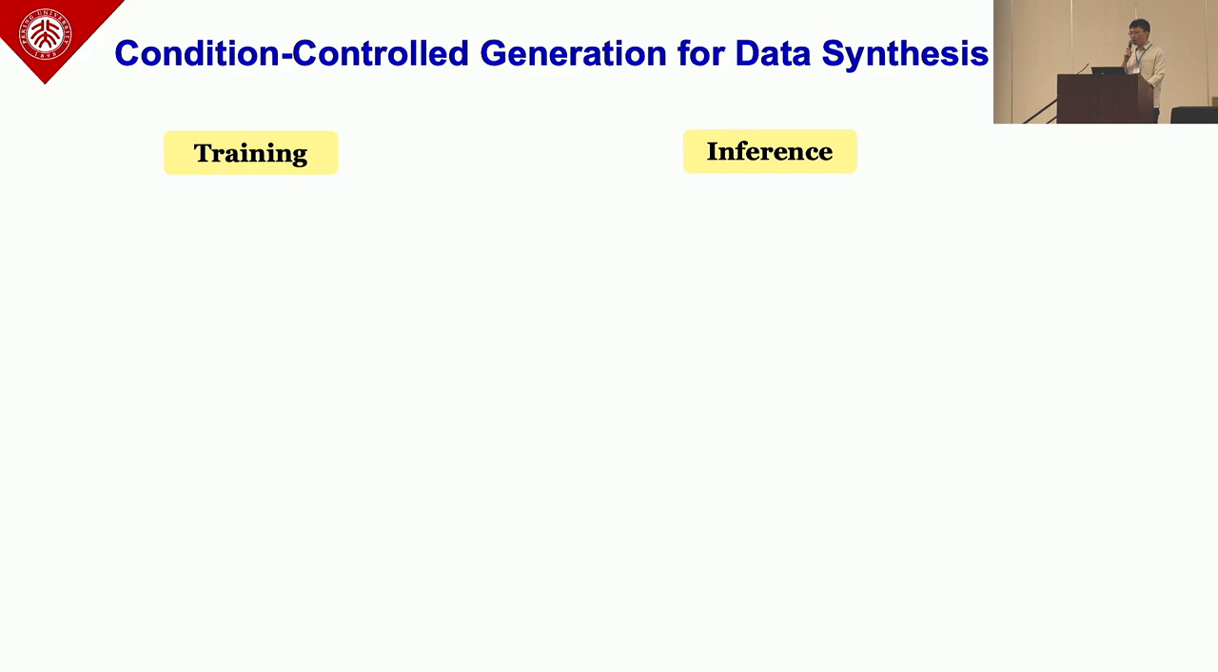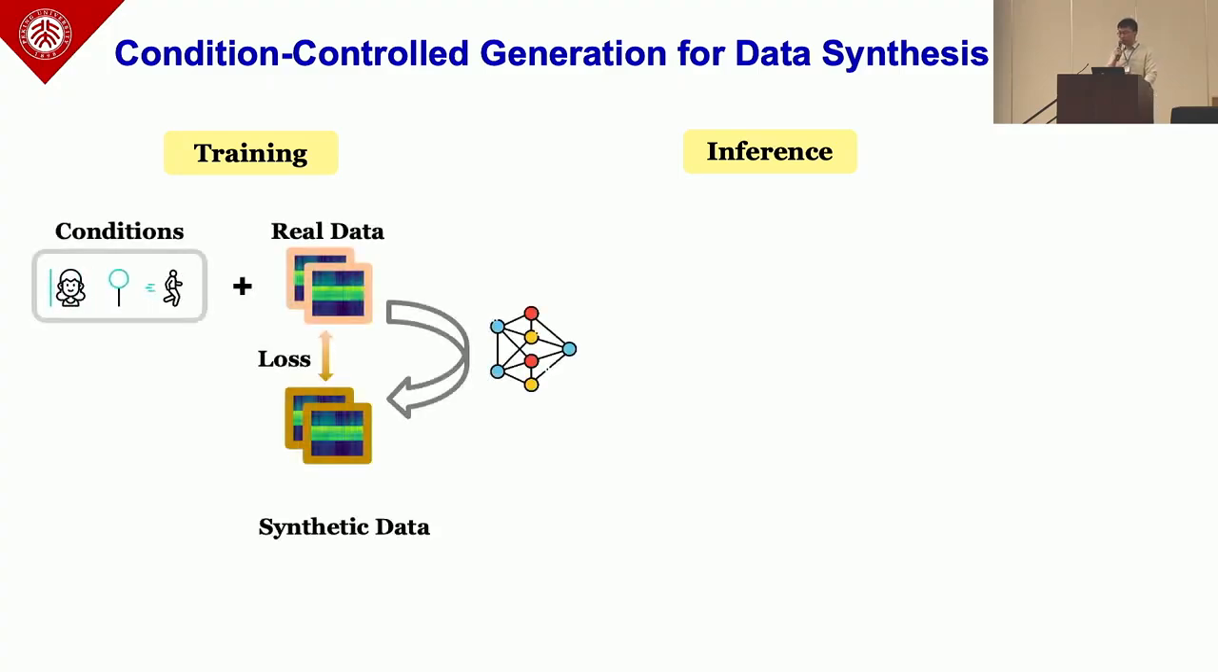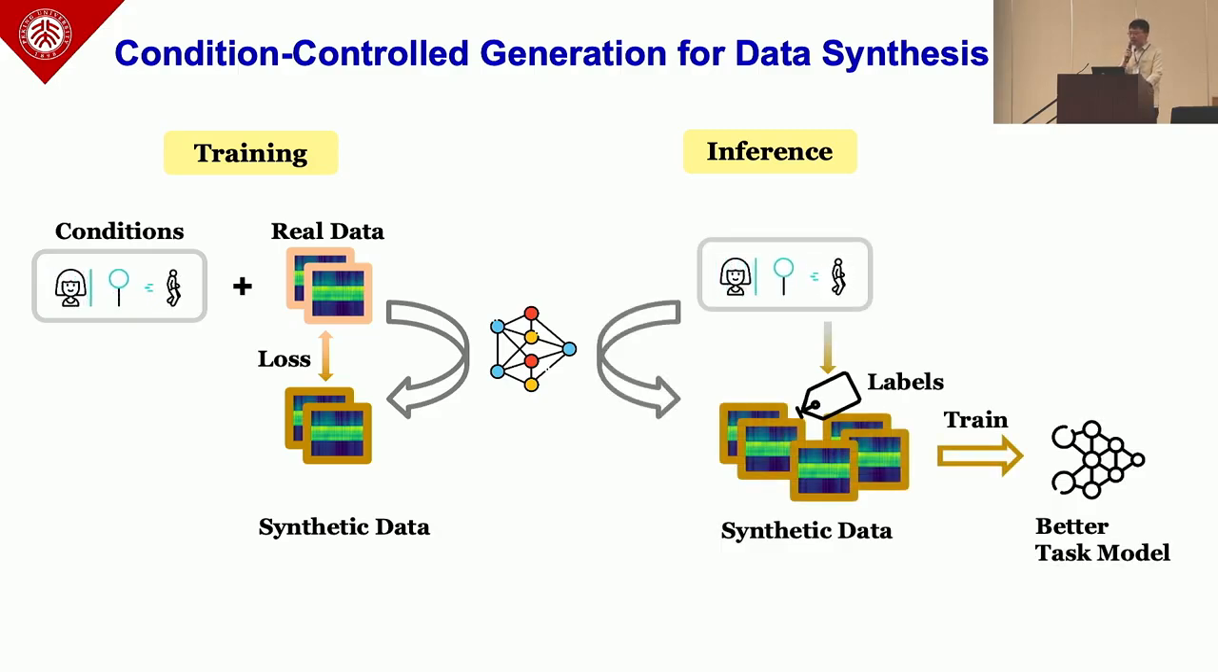Next, I'll give a brief overview of how current wireless generative models work. First, a generative model is trained using real-world wireless data along with corresponding labels. These labels work as the conditions, such as user identities, locations, and action types. Once trained, the model can generate new synthetic data by taking specific conditions as input. These conditions also serve as labels. The resulting data-label pairs can then be used to train downstream models, for example, an action recognition model with improved accuracy. So condition-controlled generation of labeled synthetic data can increase data quantity.